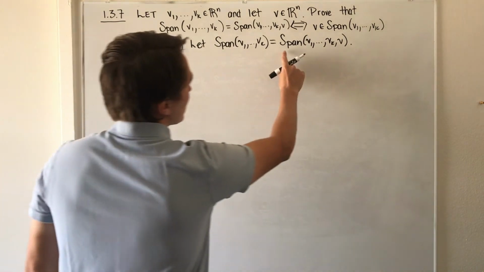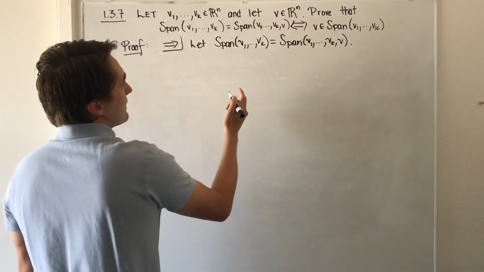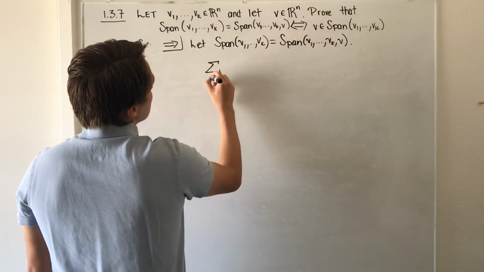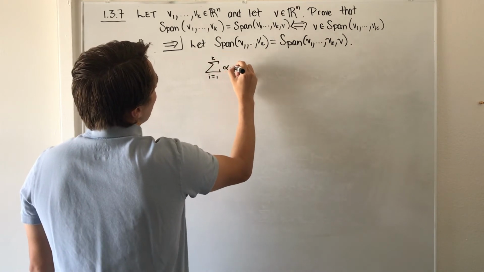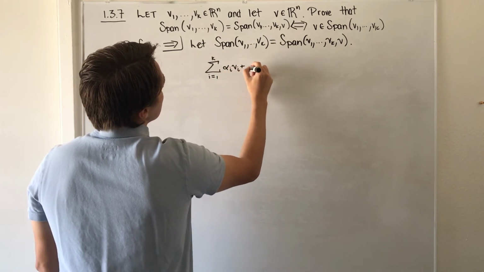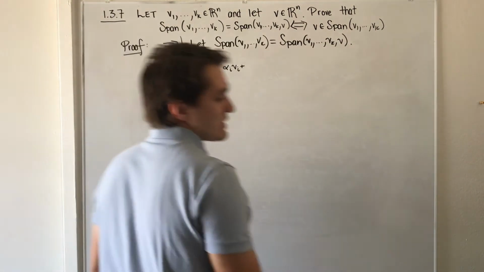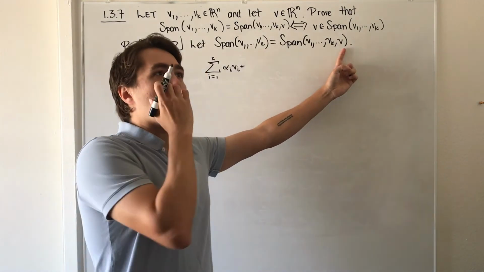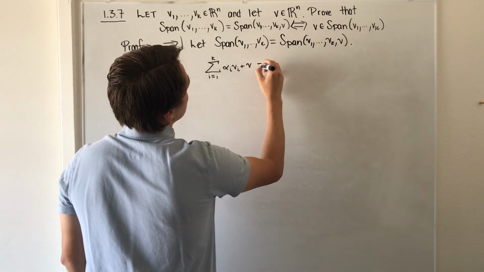So to that end, here's what we're going to say. Let's take an element from the span of v1 through vk with the extra v. So that would look something like this: the sum from i equals 1 to k of alpha i vi plus alpha. Oh, OK, no, actually, let me correct my mistake. Not just any arbitrary element. We're not going to take an arbitrary element. We're going to take an element that looks like this.